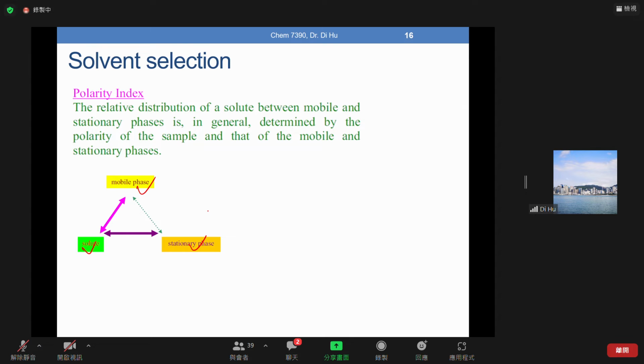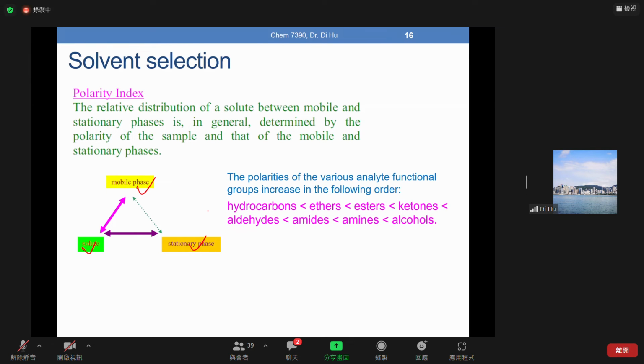Okay, so the polarity of the various analyte functional groups, we already showed you guys. Say carboxylic acid is the most polar one, then the amides, then the alcohol, ketone, and ester, and so on, and then hydrocarbon.